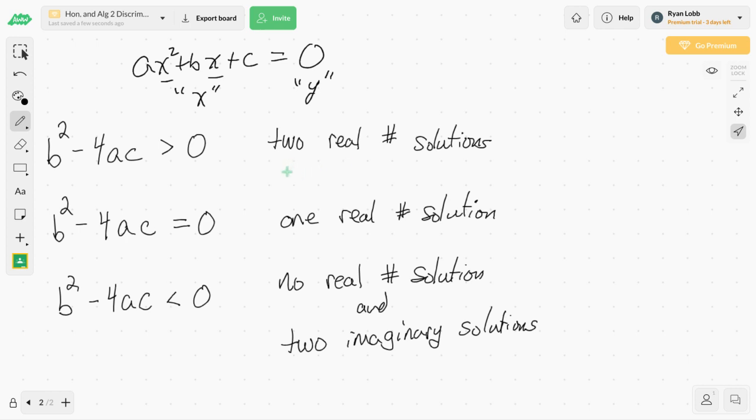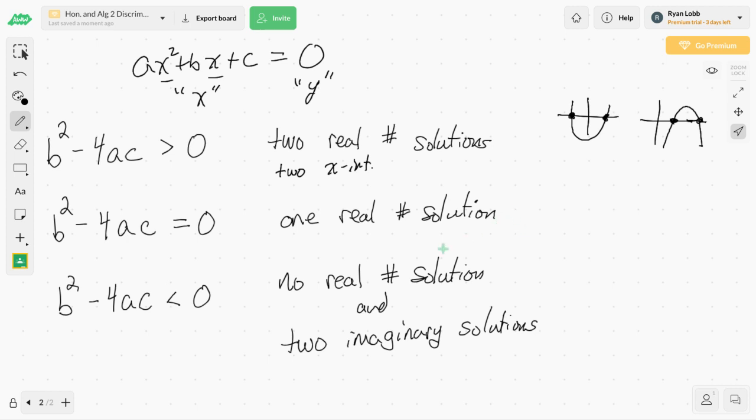So graphically, I want to write this as well. Two real number solutions means you have two x-intercepts. When you have two real solutions, when I graph the quadratic, it's going to cross the x-axis in two different places, whether it opens up or opens down. Either way, you're going to have two x-intercepts.